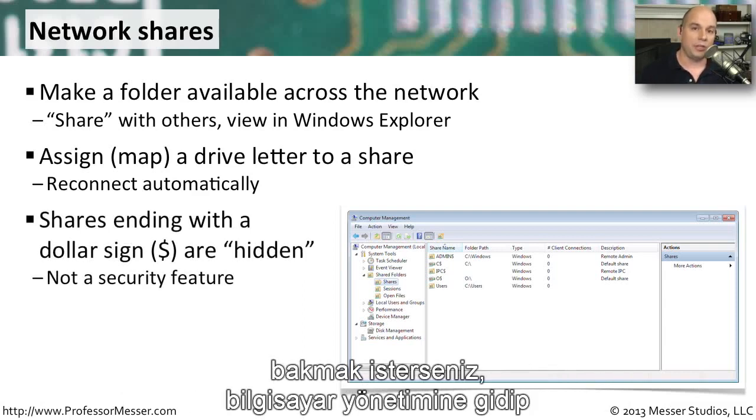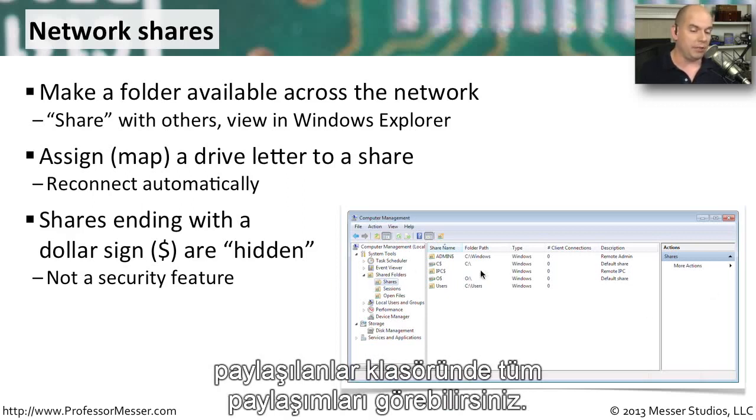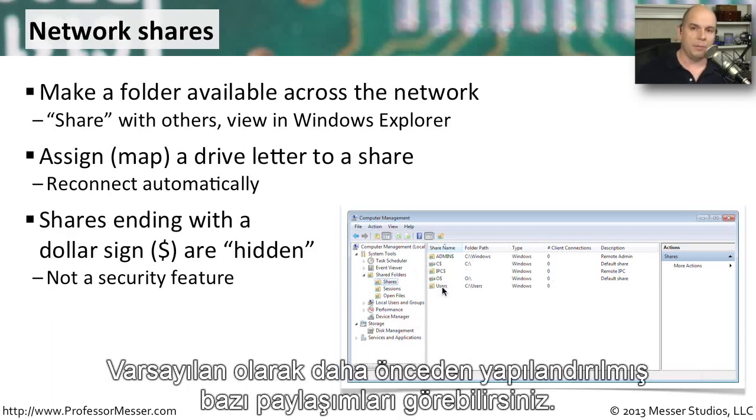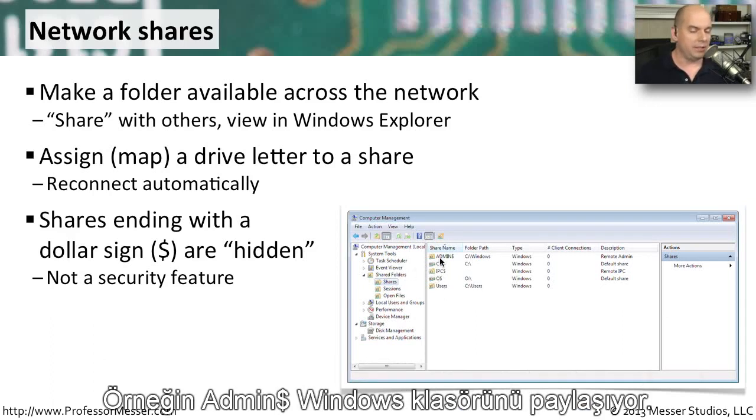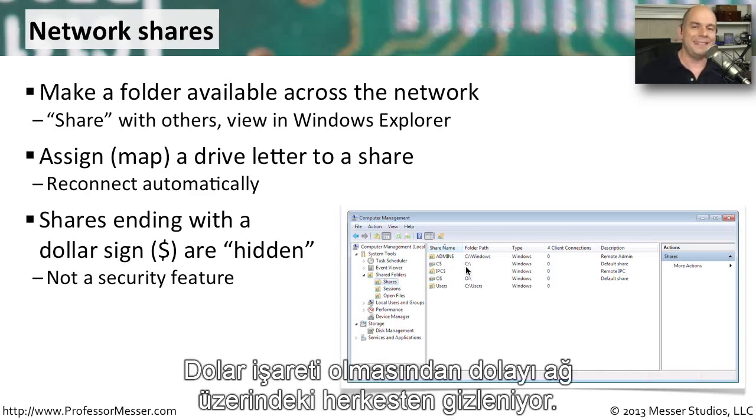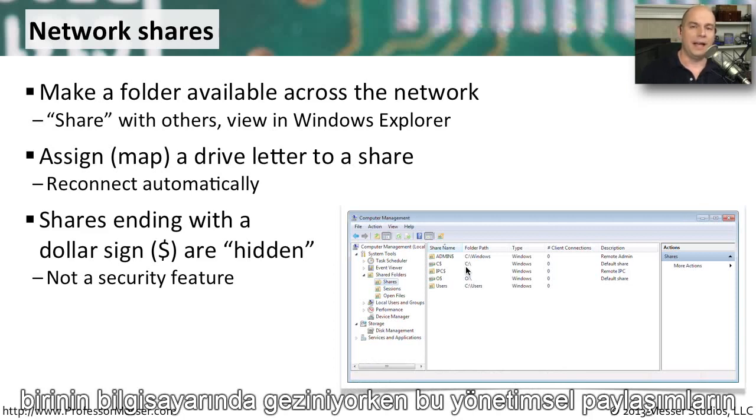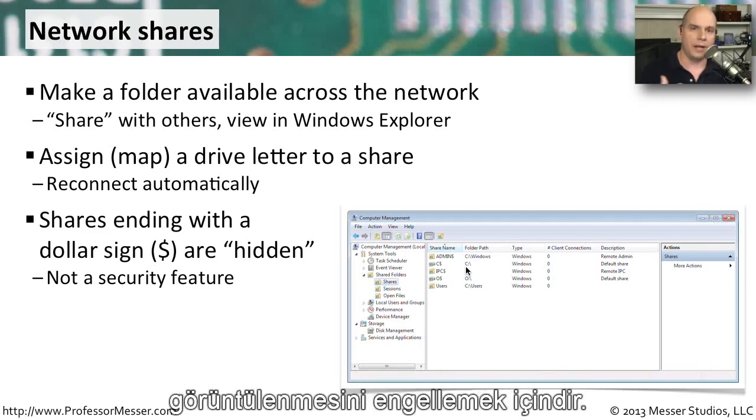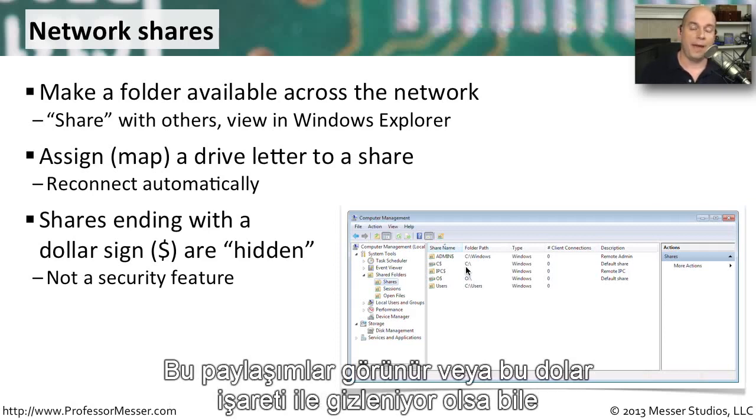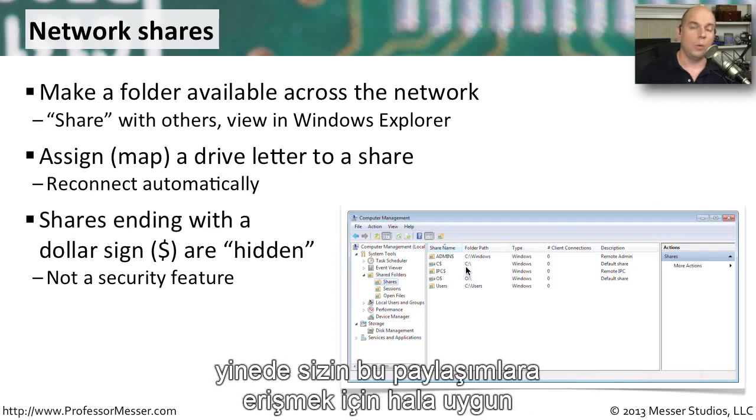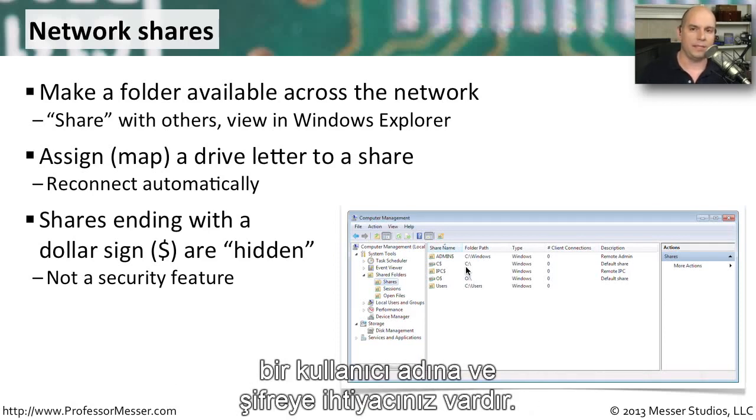If you ever look at the shares available on your computer, if you go to your computer management, there's a shared folders option that shows you all the shares. You'll notice there's a number of default shares that are already configured. For instance, there is an admin$ that is sharing the Windows folder. Because that ends in a $, it is hidden from anybody else on the network. This is not a security feature. It's really to prevent a lot of these administrative shares from cluttering up the screen when you start browsing around to people's computers. You still need the proper username and password to be able to access those shares, whether they are visible or whether you've hidden them with that $.